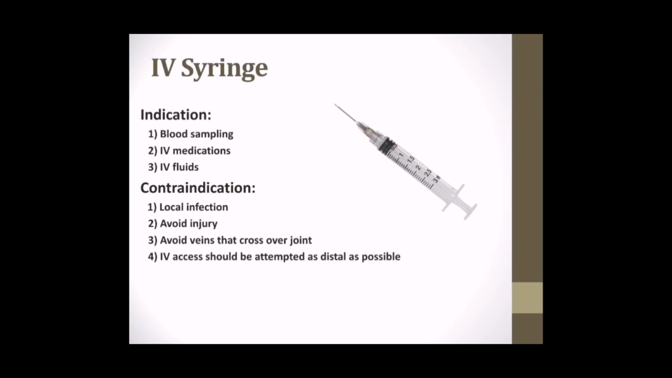Number 2, avoid injuries, which can be double punctures of the arteries or veins. Number 3, avoid veins that cross over a joint. Number 4, IV access should be attempted as distal as possible.